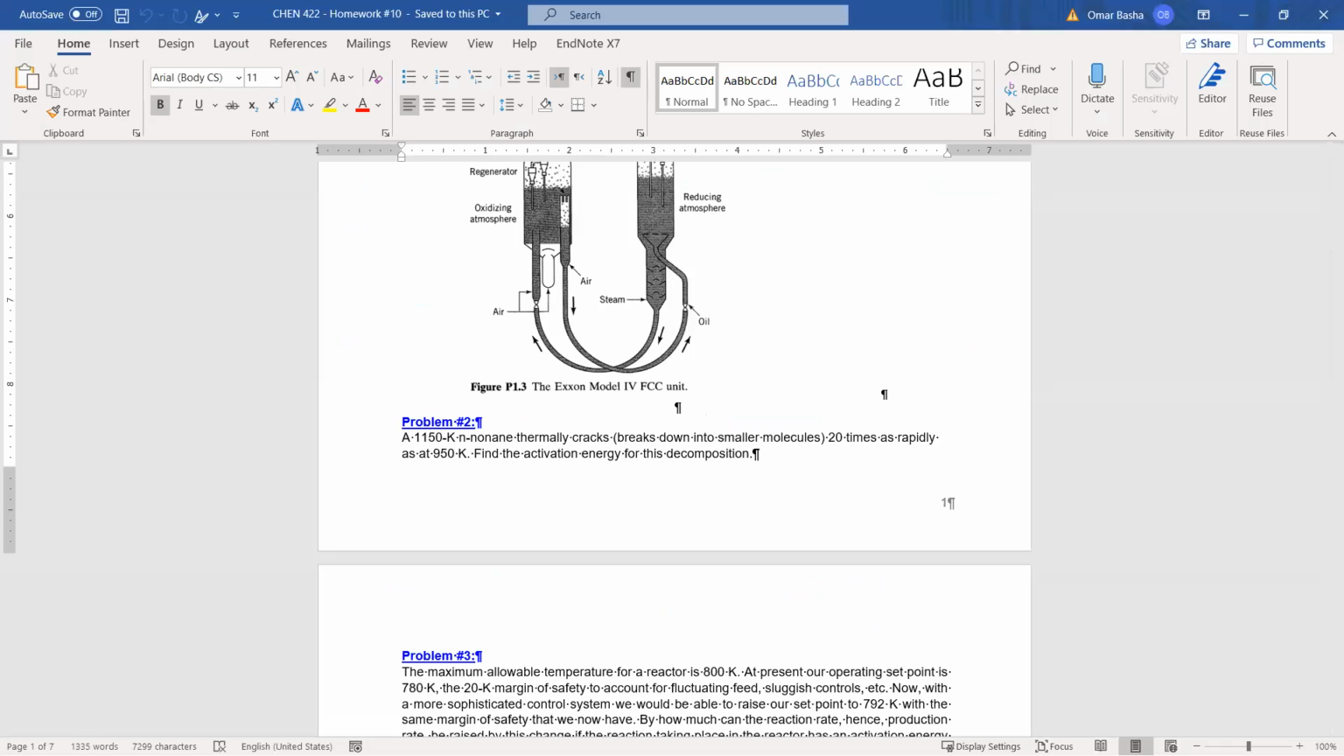Let me share the problem screen now. Okay, problem number 2. At 1150 Kelvin, n-nonane thermally cracks 20 times as rapidly as at 950 Kelvin. Find the activation energy of this decomposition. Again, very basic. You just need to remember the basics and not overthink it or trip yourself with these types of problems, right? So this is problem number 2 now.